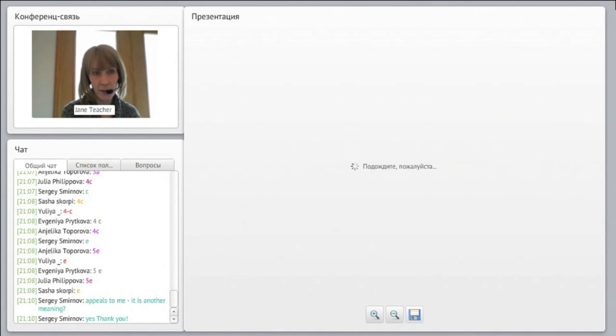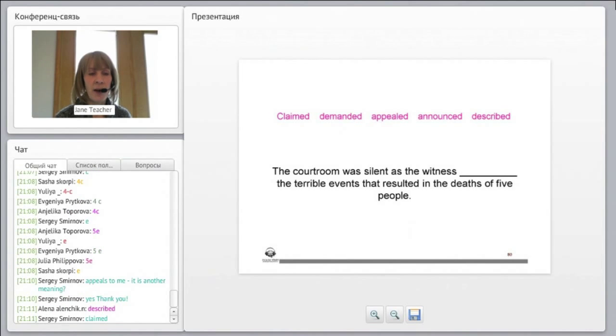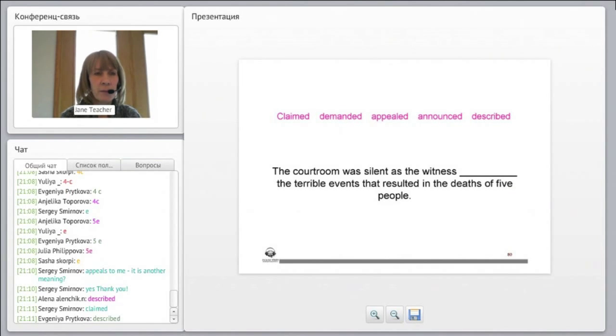Try the gap fill, and then if questions come up, please do ask. Okay, so there you have the 5 words, and you fill the gap. See what you think. The courtroom was silent as the witness the terrible events that resulted in the deaths of 5 people. Okay, which verb would you choose? Described, claimed. Please go ahead and give a try.